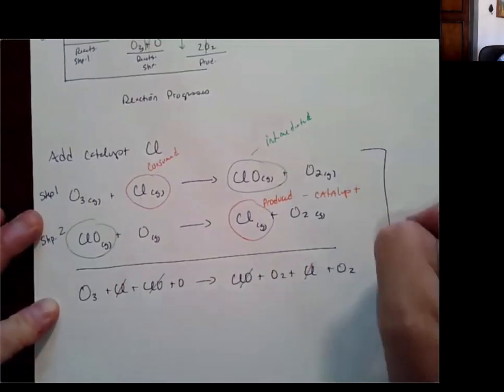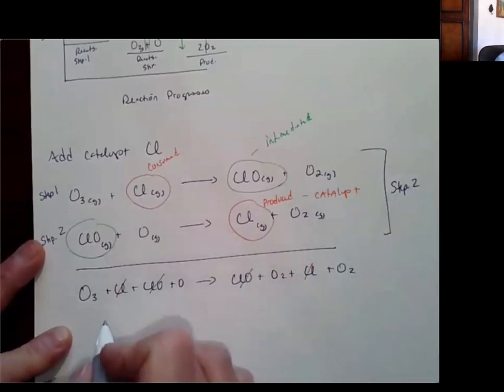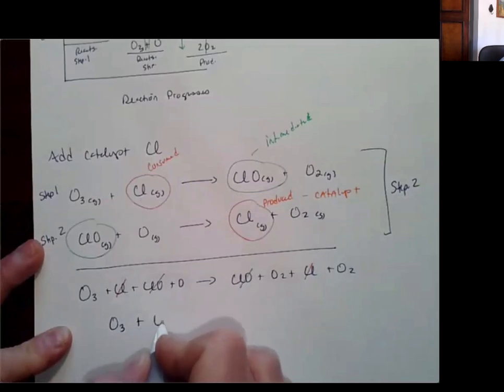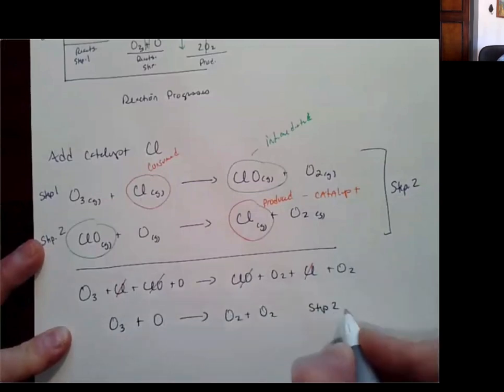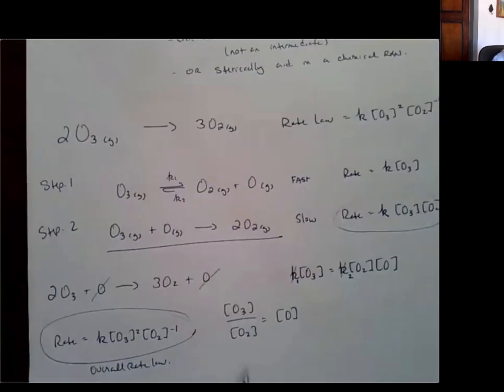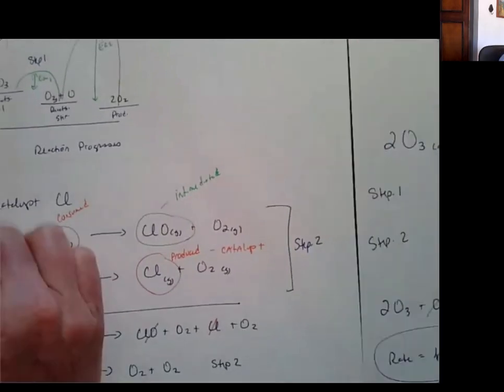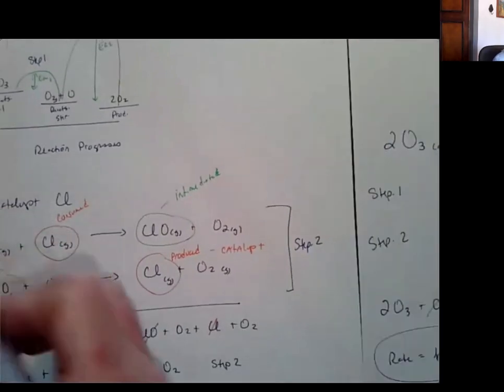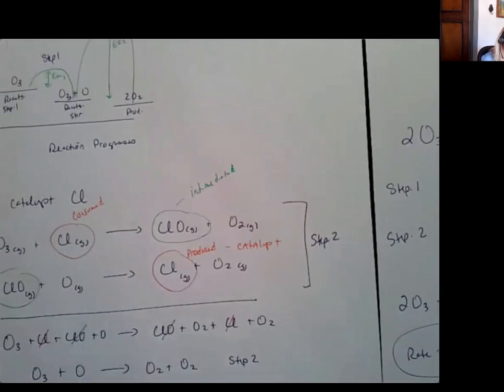So this is step 2, but now it's broken into 2 steps. So my overall reaction for step 2 was O3 plus O goes to O2 plus O2. This was step 2. If I look back to here, this was step 2. So now that catalyst has added another step. We'll call this 2A and 2B. So I've taken step 2 and now I've moved it into 2 additional steps.